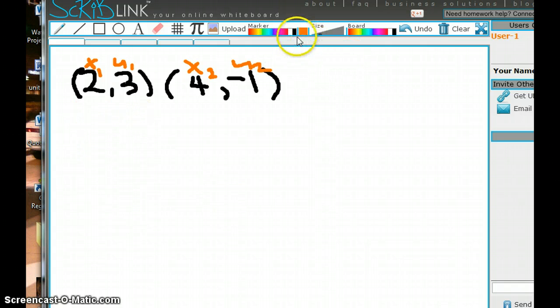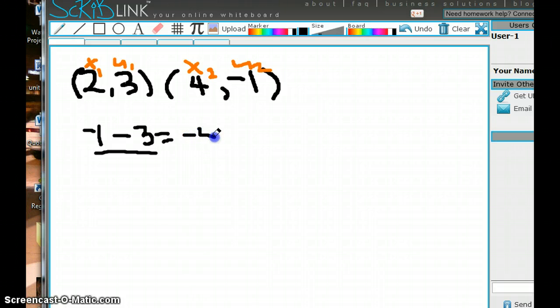So you're going to subtract y2, which is -1, minus 3. That's our rise. And that is -4. And our run is x2, which is 4 minus 2. 4 minus 2 gives you 2. And that can be simplified as a negative slope of -2.